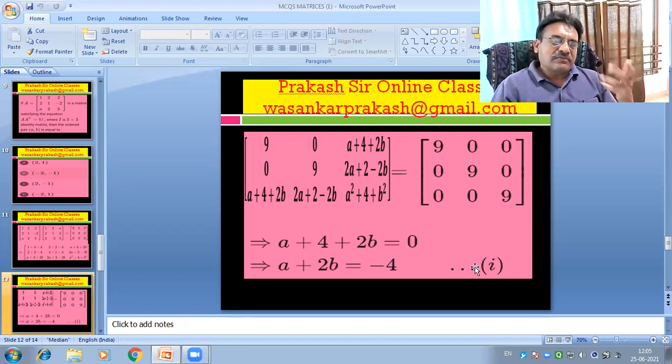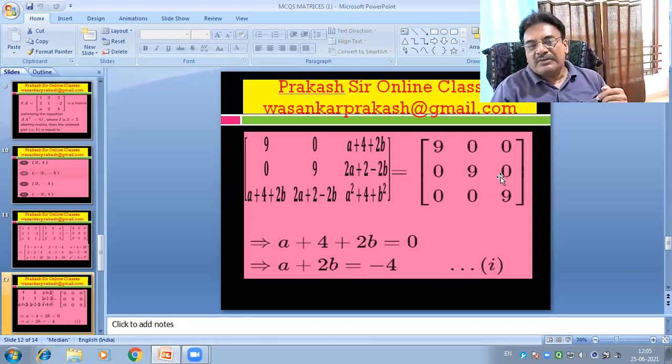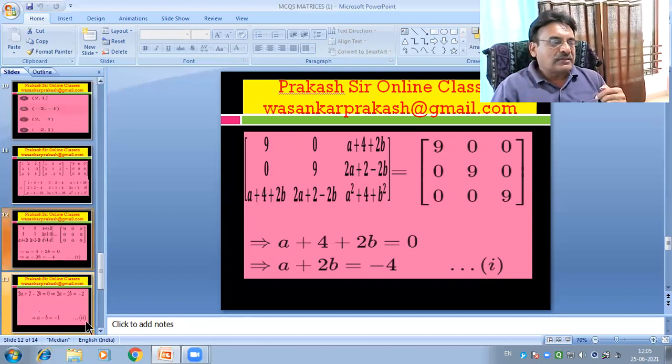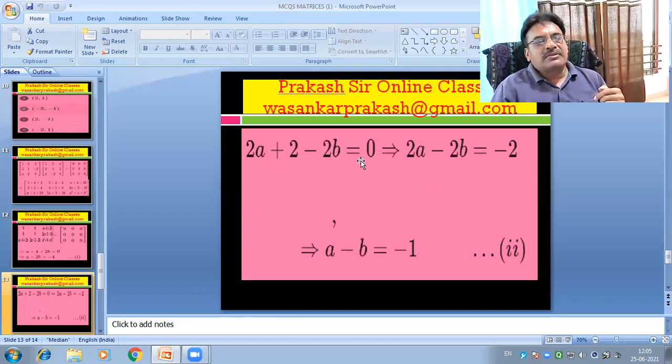Next, again we construct one equation, and then we solve these equations for a and b. We get the required ordered pair (a, b). So the second equation: 2a plus 2 minus 2b equals 0, by using the definition of equality of two matrices. Then this can be written as 2a minus 2b equals minus 2. Then dividing both sides by 2, we get a minus b equals minus 1, and this is equation number second.